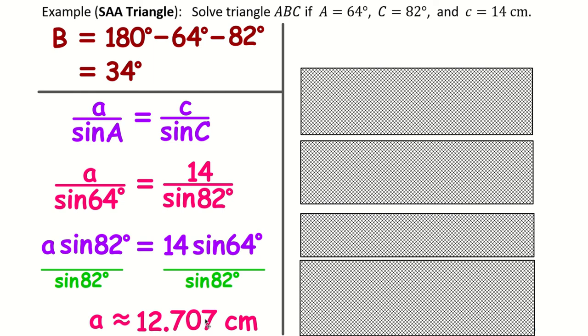I don't know what the truncated answer would have been, but I'm pretty sure I would have rounded here. About 12.707 centimeters. So that's little a. And then the next move, the final thing we've got to solve for is what? What do we still have to figure out? We still have to figure out little b, side b.